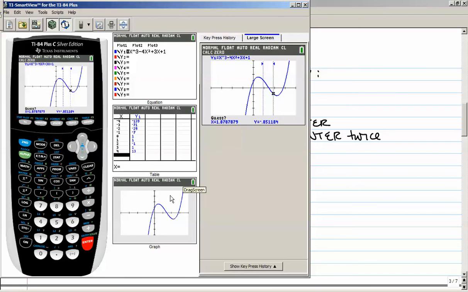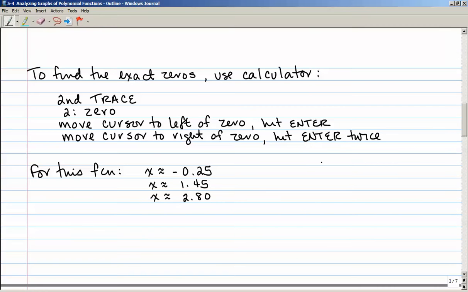It's telling me to guess. I don't want to guess. I'm just going to hit enter again. And it tells me there is a 0 at x equals 1.445, and so on, rounding that to the nearest hundredth at approximately 1.45. And that's what I have here.